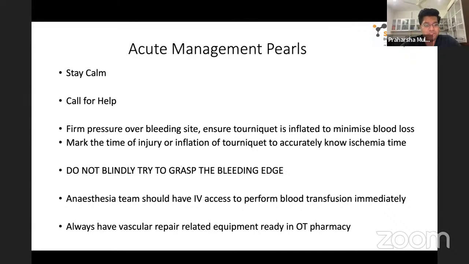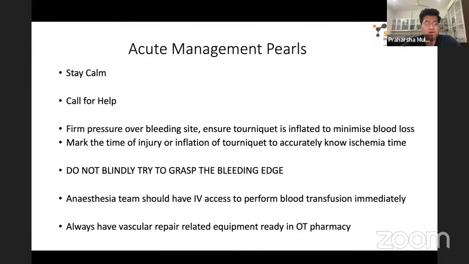So give firm pressure over the bleeding site. Ensure that the tourniquet is still inflated to minimize the blood loss. Whenever you're doing the surgery, if you start with the tourniquet, obviously, it will tell you how much time you have used. But if you are suddenly inflating the tourniquet for this, mark the time so that we know how much ischemia time we are losing.